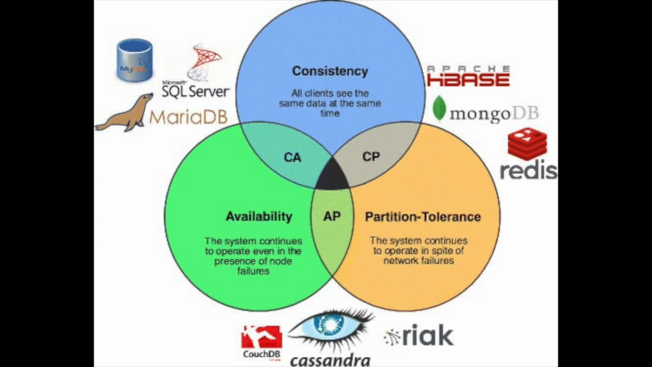The CAP theorem states that in a distributed system, it is impossible to provide all three guarantees of consistency, availability, and partition tolerance at the same time. Instead, software engineers must choose which two guarantees are most important for the system and optimize the system design accordingly.